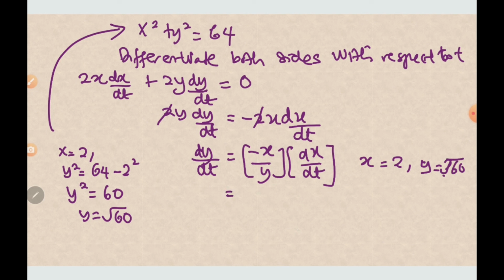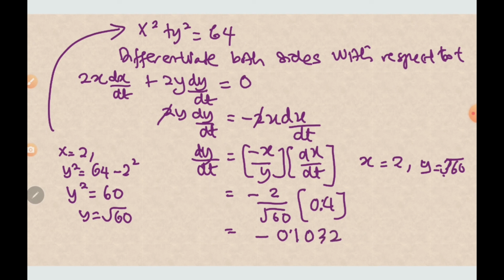Therefore, I will substitute here. The value is negative 2 over y, which is root 60, multiply with dx dt. Dx dt is given as 0.4. So simplify, you get the answer is negative 0.1032 meter per second. This is dy dt.